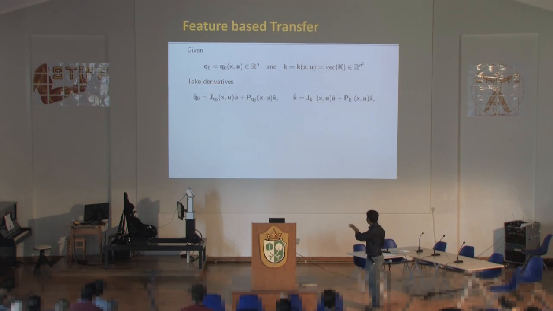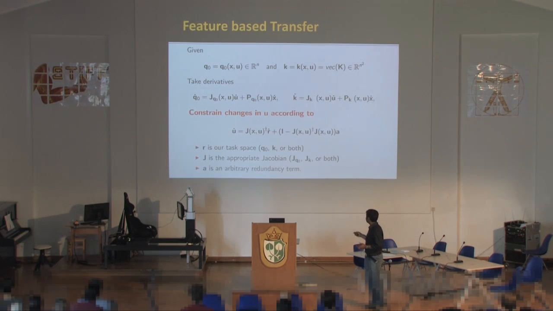So how do we transfer these features? For all these plans, we can compute the equilibrium position and the stiffness that needs to be tracked based on the analytical equation. Then you can take the derivatives of these individual equilibrium positions and stiffness, and then constrain the changes in your commands, in this way.